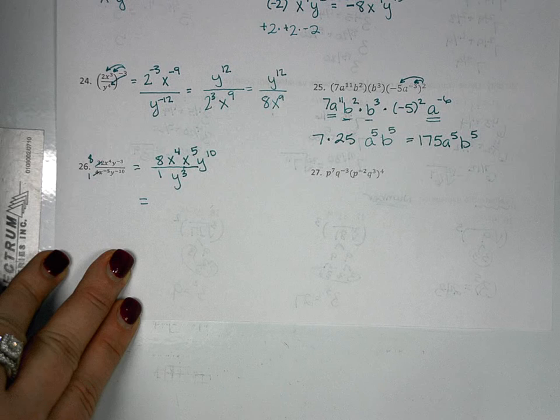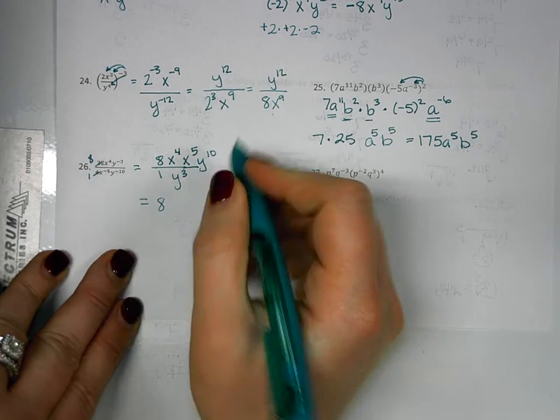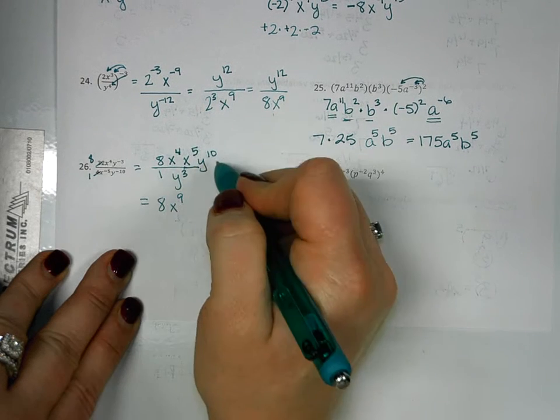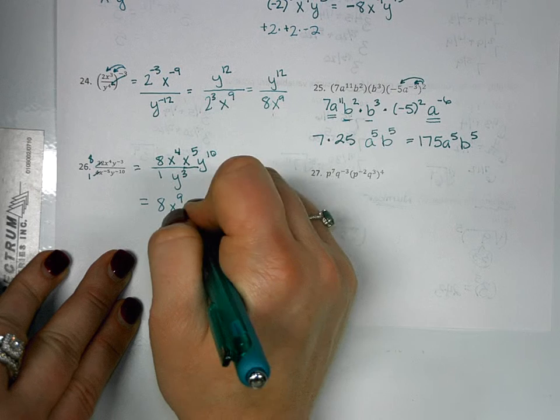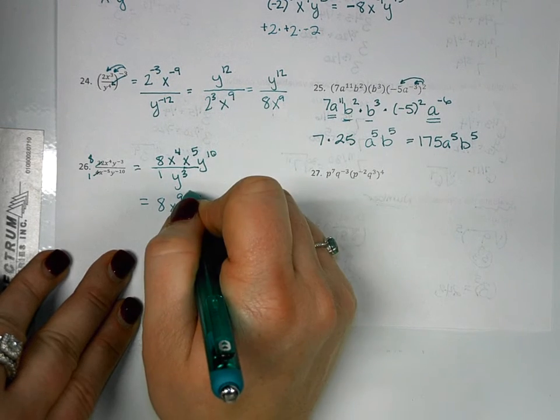Next, I'm going to combine my like bases. So 8 is still on top. 4 plus 5 is 9. Division, 10 minus 3 is 7. I'm left with nothing on the denominator because everything moved to the top, so we're done.